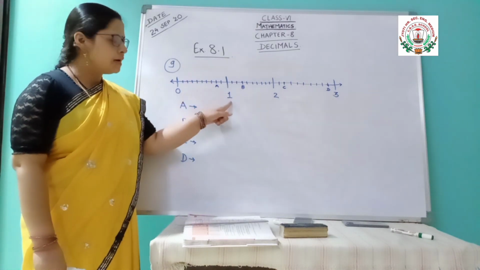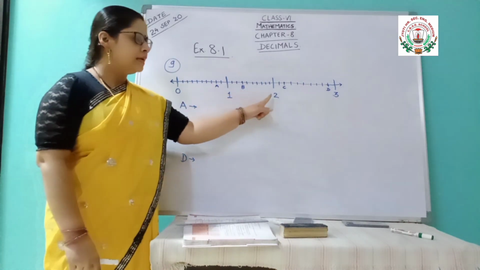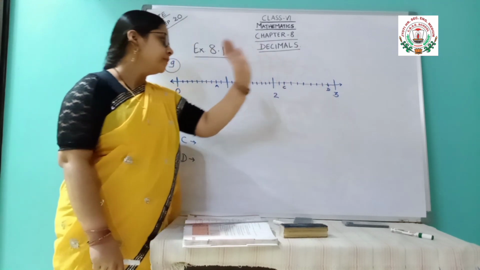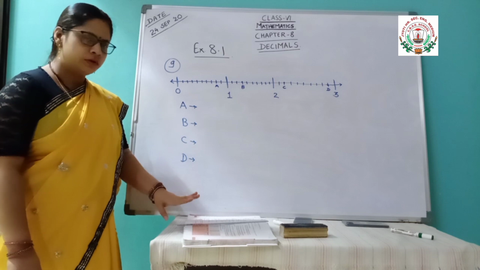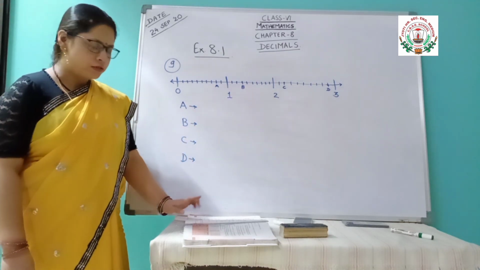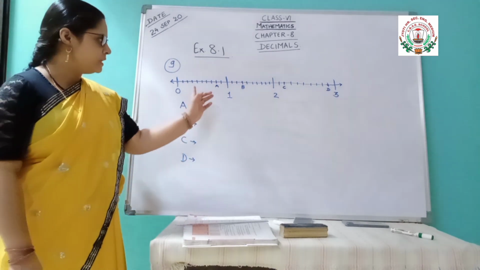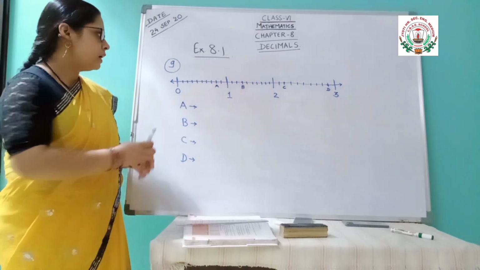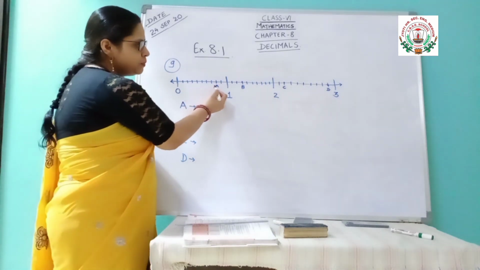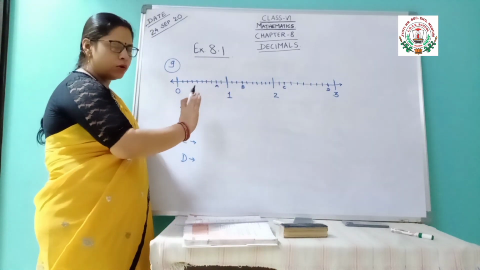Means the 10th marking is 1, then the next 10th marking is 2, then the next 10th marking is 3. And according to this counting we have drawn A, B, C, D. Now in your question it is asked what decimal number this A, B, C, D represents. So first we will see between which two numbers these points A, B, C, D are, in continuous order.